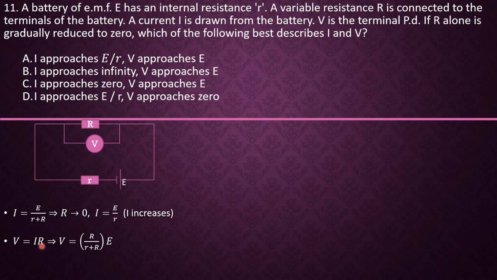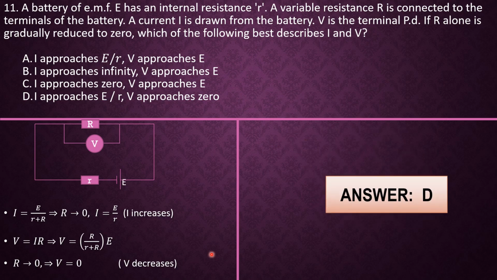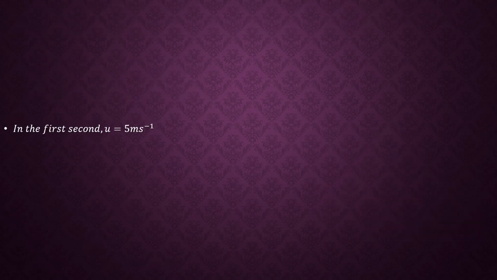And so we have our V to be IR, right? V is basically the terminal PD, the PD drop across this external resistor. So that is IR, the current that goes through the resistor multiplied by the resistance of the resistor, and our current is this. So basically I have R over R plus r multiplied by E. If I'm reducing R to zero, then this numerator tends to zero, so everything collapses to zero. And so our V decreases to zero as R tends to zero. So our answer in this particular case is D.